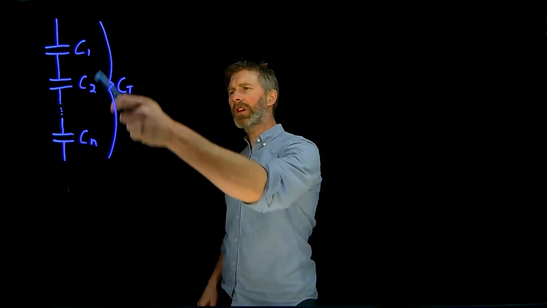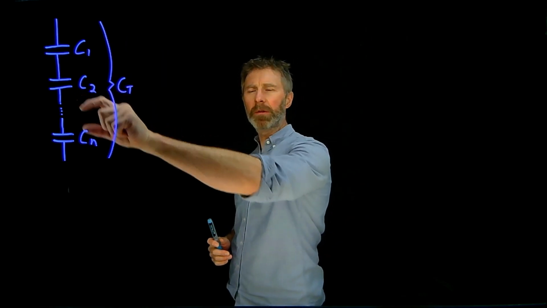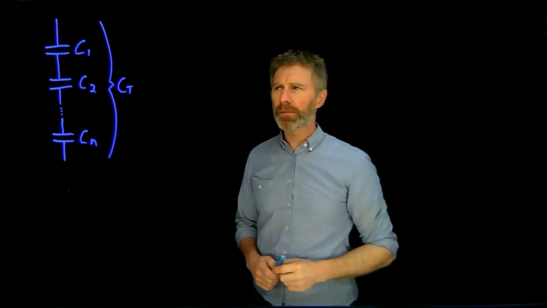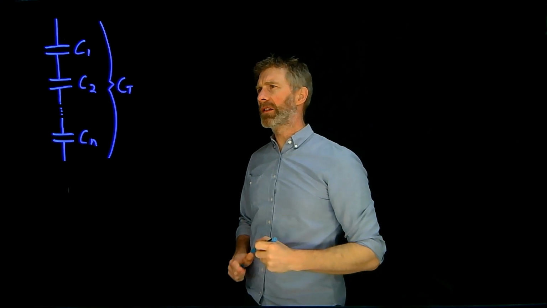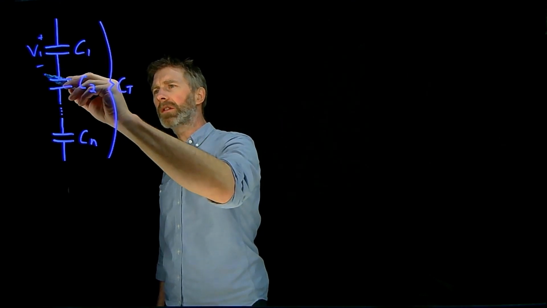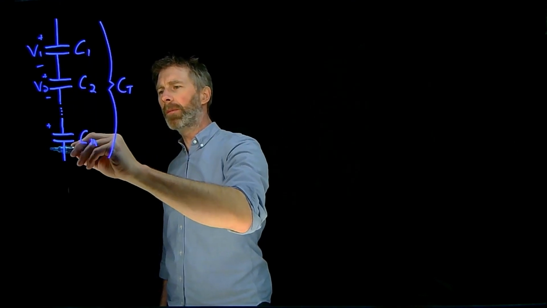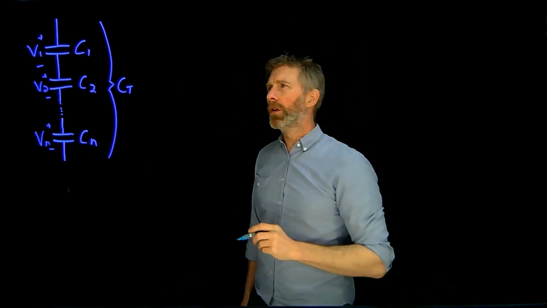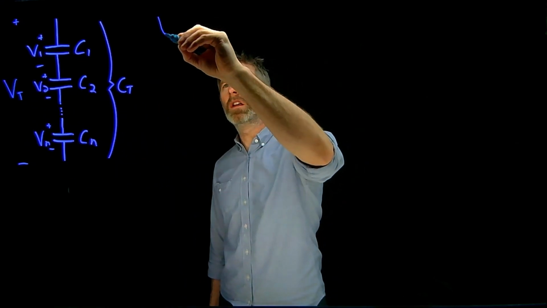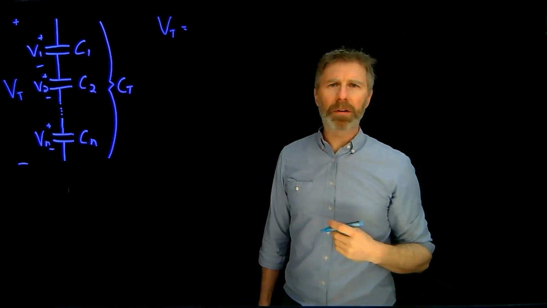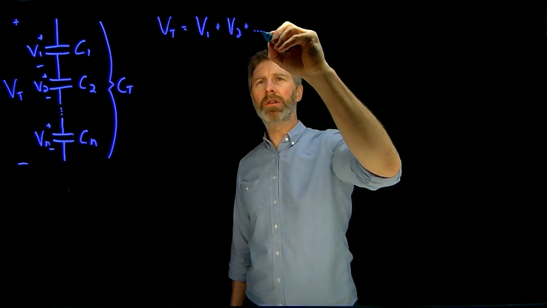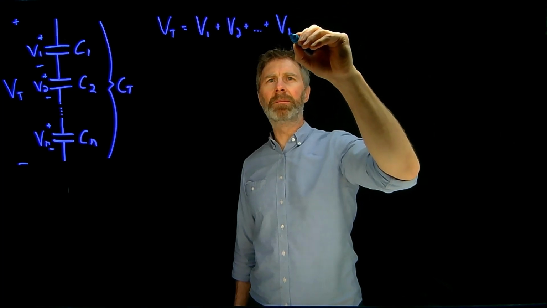So we have some number of capacitors in series, C1, C2, some number here, and then up to Cn. And we want to know what is the total capacitance between those two points. To figure that out, we can look at a few things that we know. We can designate the voltage across each one of these as V1, V2, all the way up to Vn. We also know that the total voltage across all of these, VT, will be equal to the sum of those voltages. That's just the application of Kirchhoff's voltage law. So V total will be V1 plus V2 plus all those other capacitor voltages plus Vn.